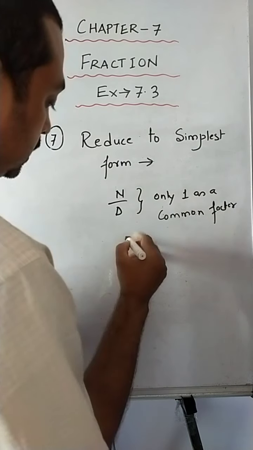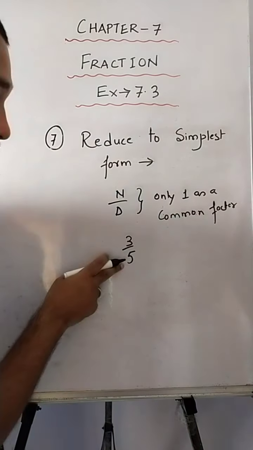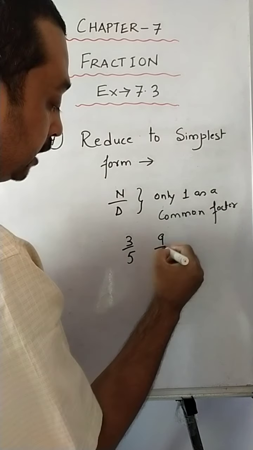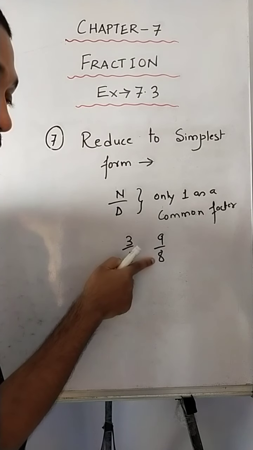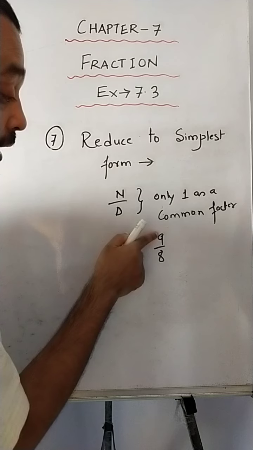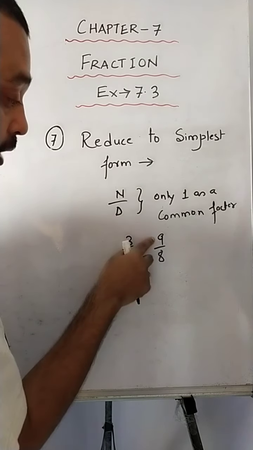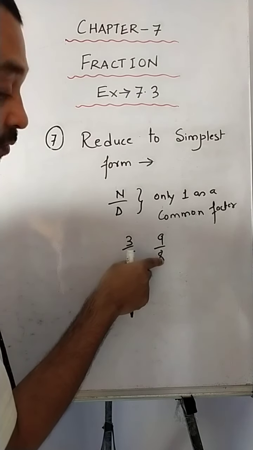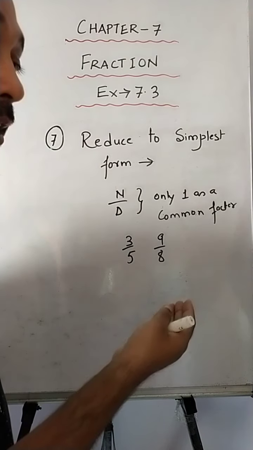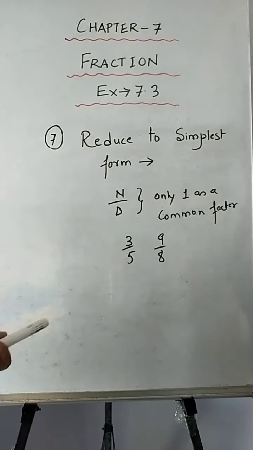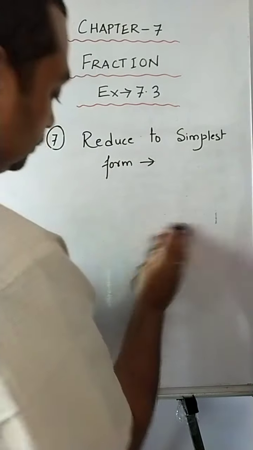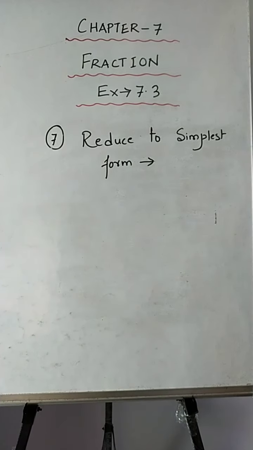Okay, suppose this is 3 by 5. Now can we reduce this any further? No, because they are only sharing 1 as a common factor. 9 by 8. Can we reduce this with any number? No, because these two numbers only have 1 as a common factor. So this is how you will understand that you have converted any fraction to its simplest form. So let us do sum number A of question number 7.